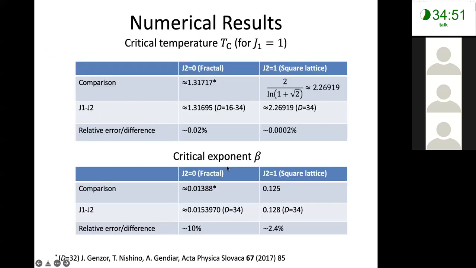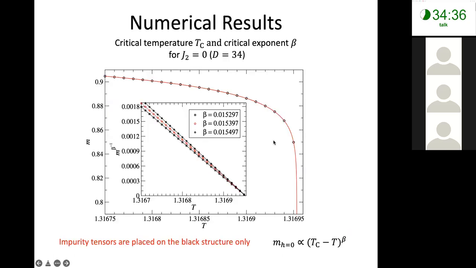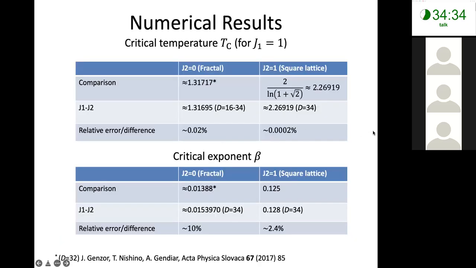Okay, so let me now show you some numerical results for this new technique on the J1, J2 fractal. So first of all, we should compare how this method deals with the extreme values. First of all, we fix J1 to be equal to 1, and what we want to do is to tune only the parameter J2.